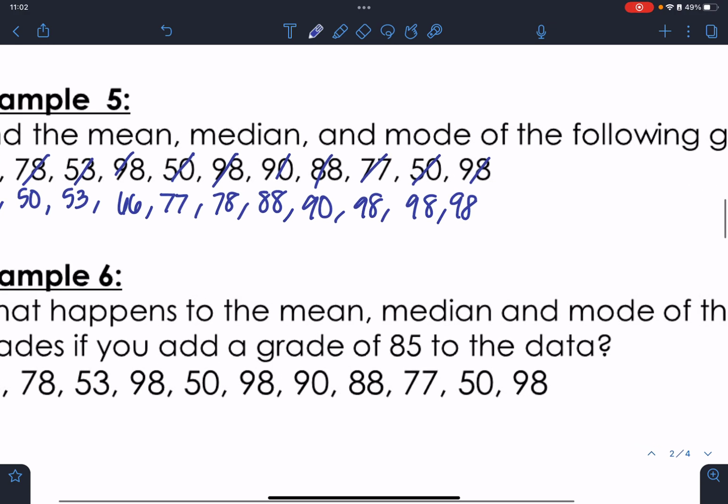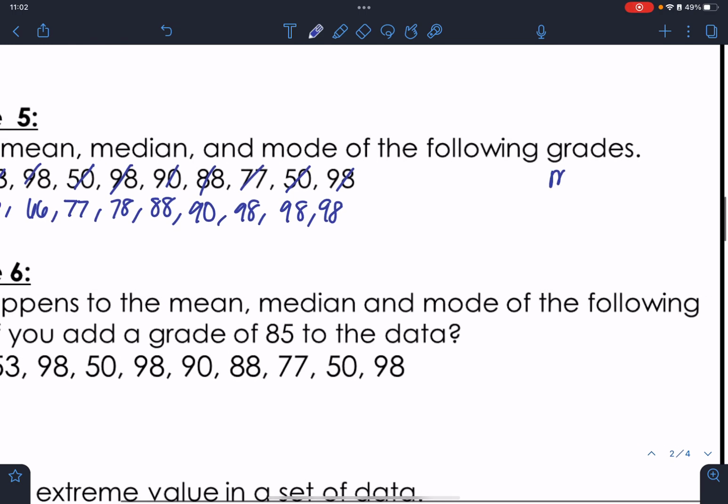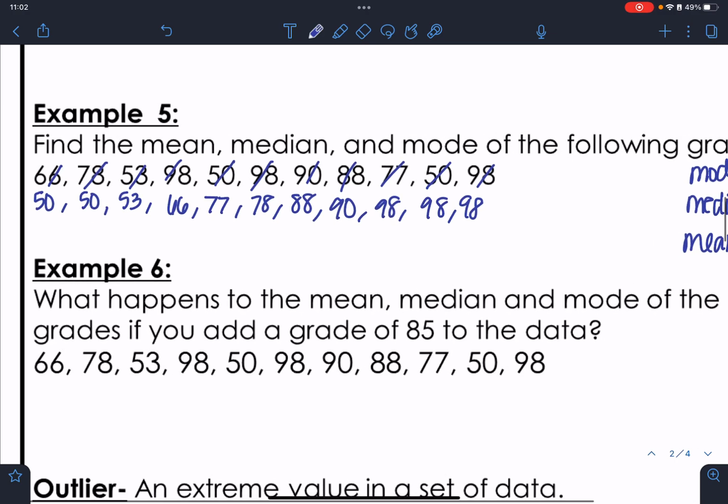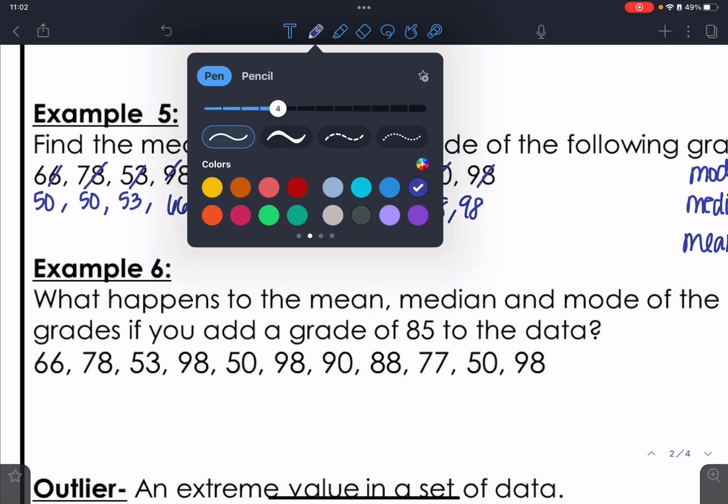So I'm going to write off to the side here: mode, median, mean, and we can kind of fill those in. Okay, so we know the mode is 98. That is the number that appears the most in my list. It appears 3 times. Now that I have my numbers in order, I can start working on the median.